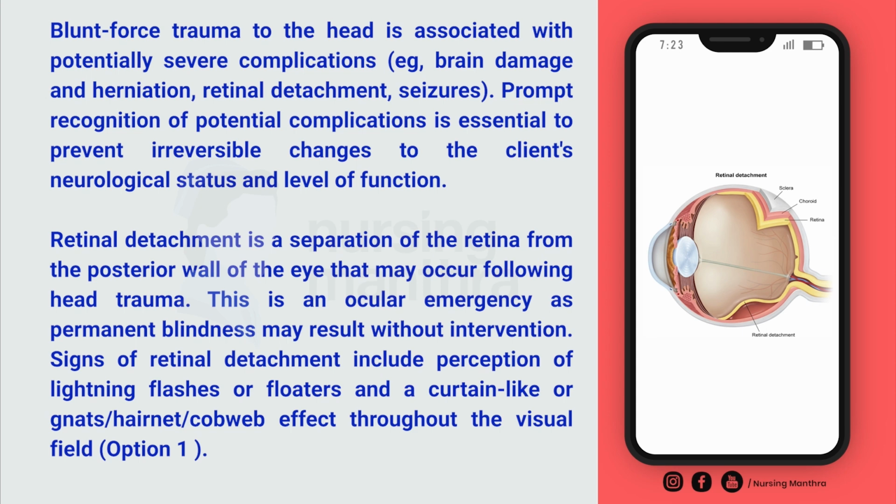What are the signs of retinal detachment? Signs of retinal detachment include perception of lightning flashes. The flashes of light will be there. They can see the flashes of light or floaters. Sometimes a curtain-like shadow, like a curtain is falling down, they can find. Or gnats. Gnats is an insect. Then hairnet, they will see like a hairnet or cobweb. That effect will be there throughout their visual field.